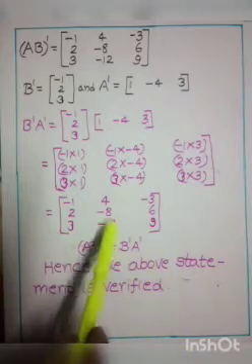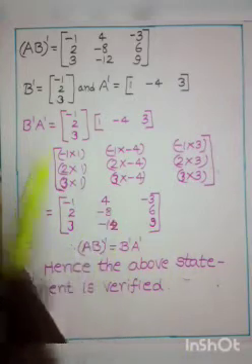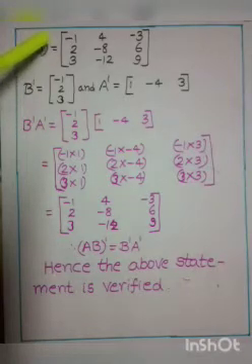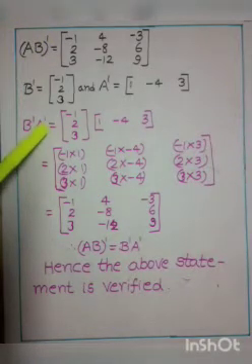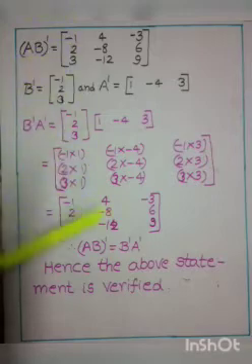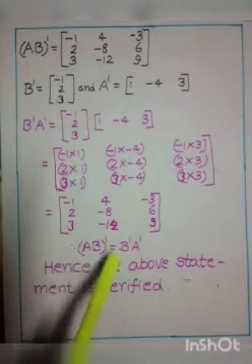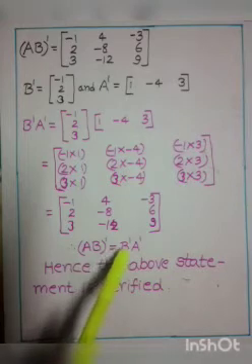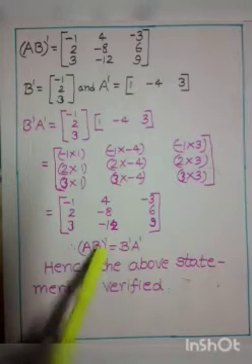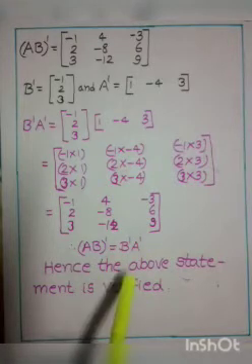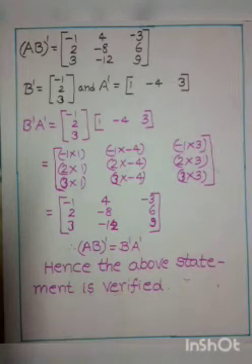We got here B transpose into A transpose. By comparing the matrices (AB) whole transpose and B dash A dash, both matrices are the same. Therefore, (AB) whole transpose is equal to B transpose into A transpose, or (AB) whole dash is equal to B dash into A dash. Hence, the above statement is verified. Understood, my dear children? Right.